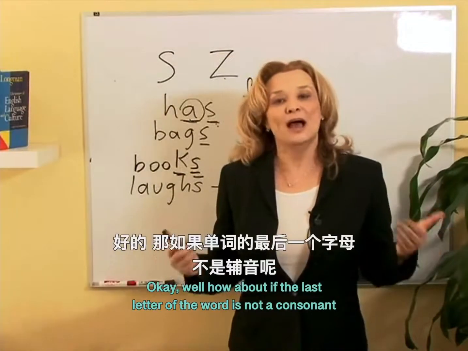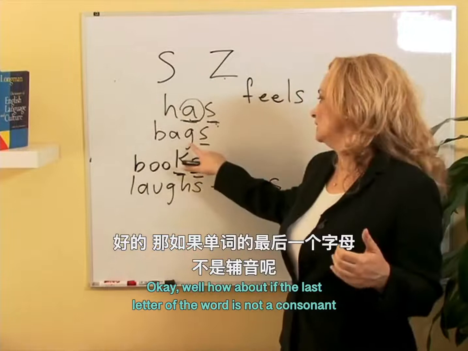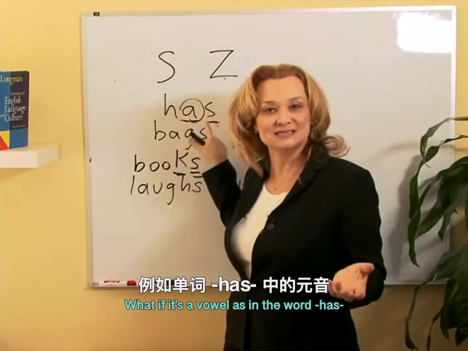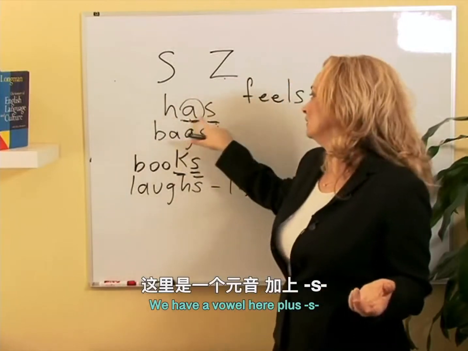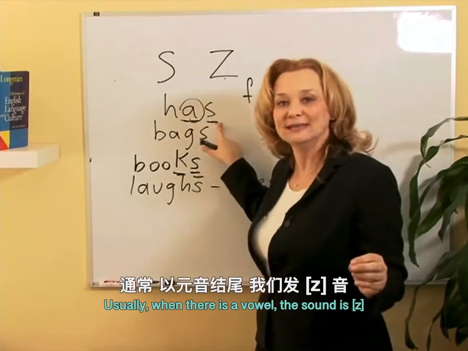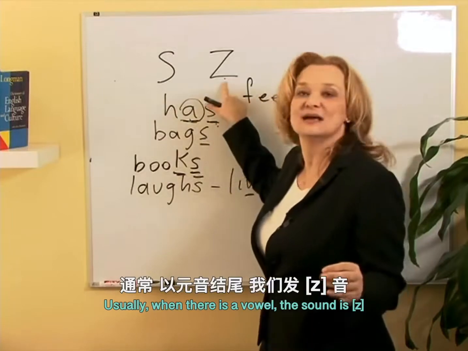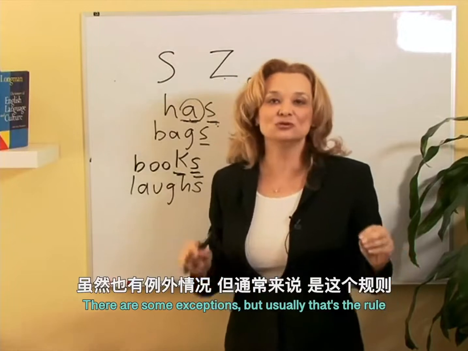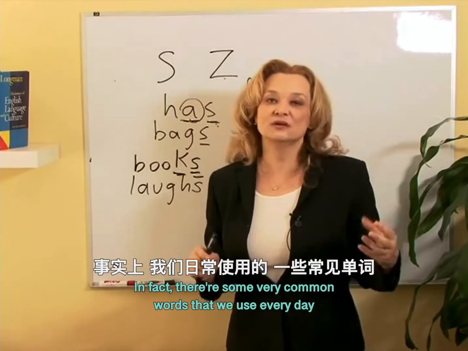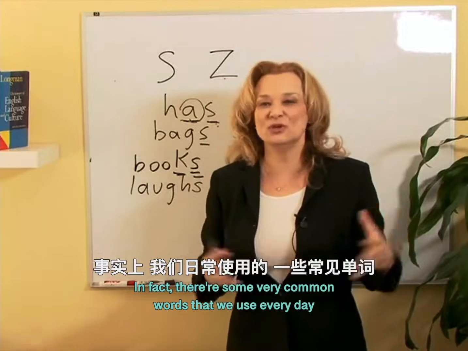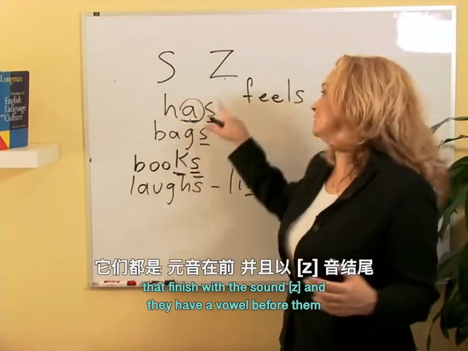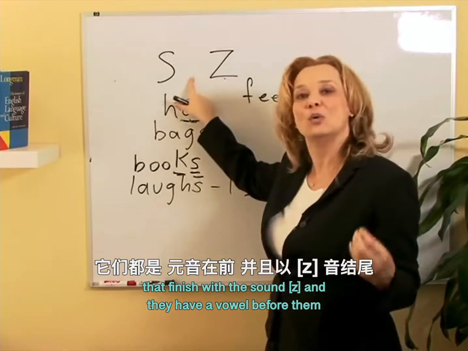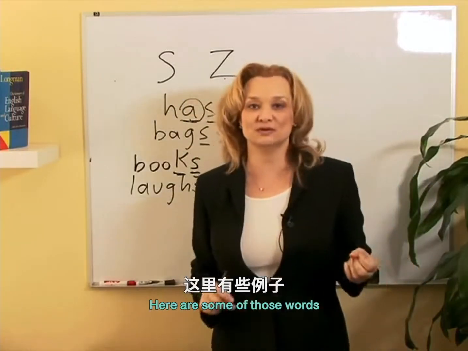Okay, well, how about if the last letter of the word is not a consonant? What if it's a vowel, as in the word has? We have a vowel here plus S. Usually, when there's a vowel, the sound is Z. There are some exceptions, but usually that's the rule. In fact, there are some very common words that we use every day that finish with the sound Z, and they have a vowel before them. Here are some of those words.